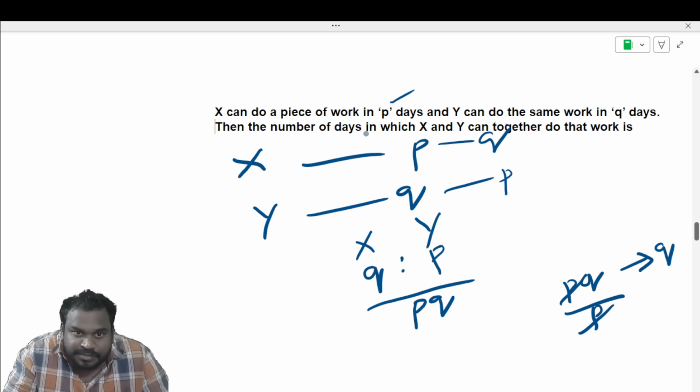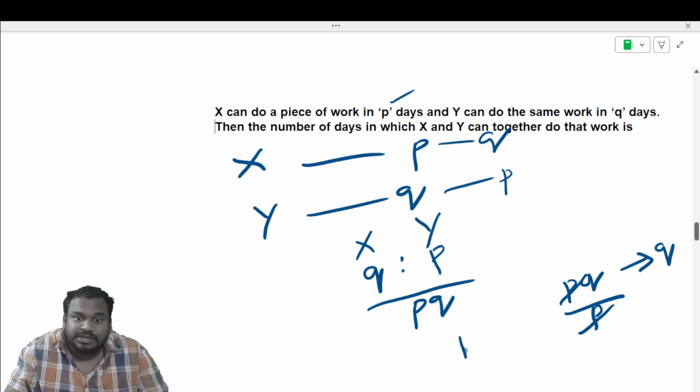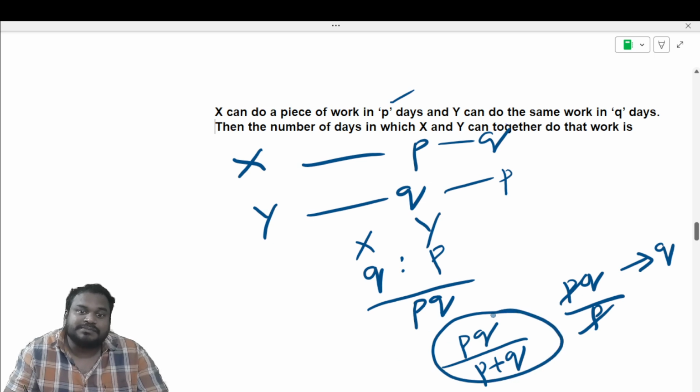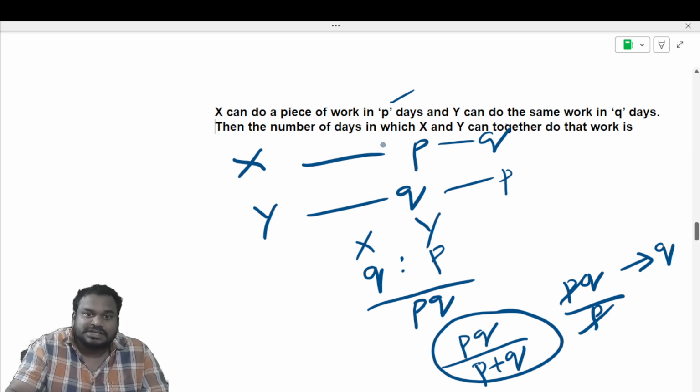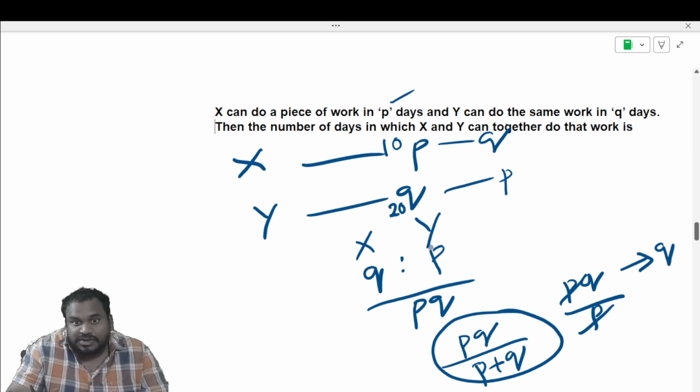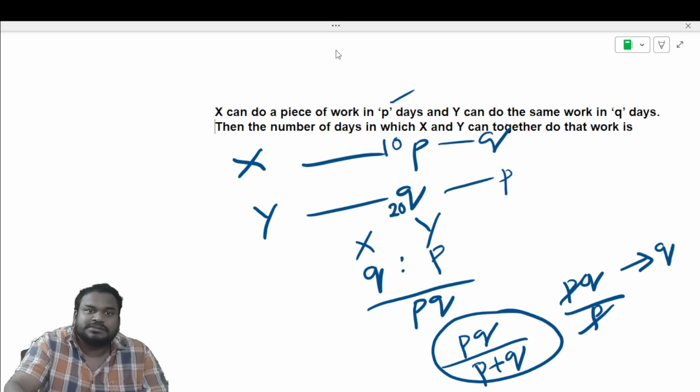So now the number of days in which X and Y can together do that work is nothing but PQ divided by P plus Q, the total number of days taken by both X and Y together to finish that work. If I compare this with single-digit numbers, then you will understand this. X can do the work in 10 days, Y can do it in 20 days. Then what will we do? We will take the LCM of these two, or else I'll take some numbers which are not divisible.